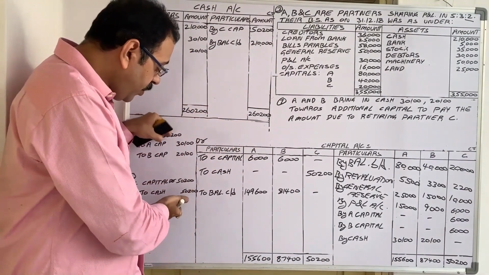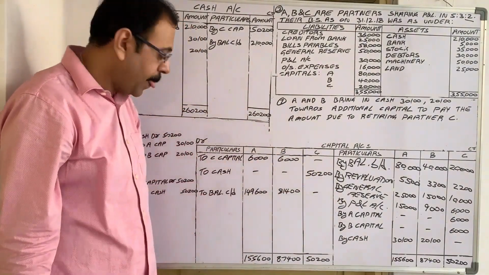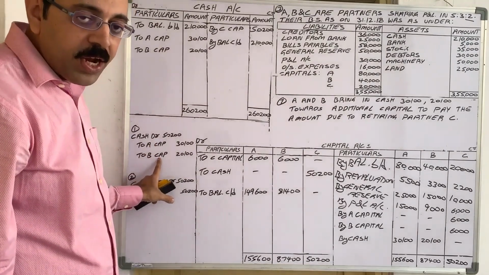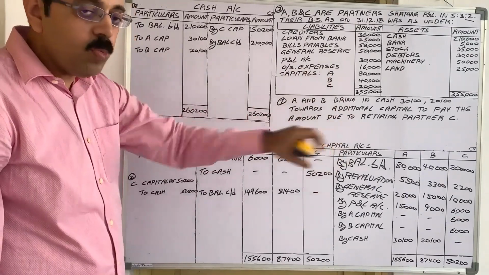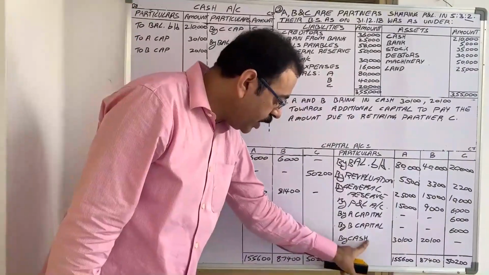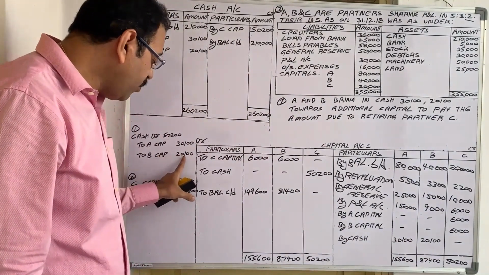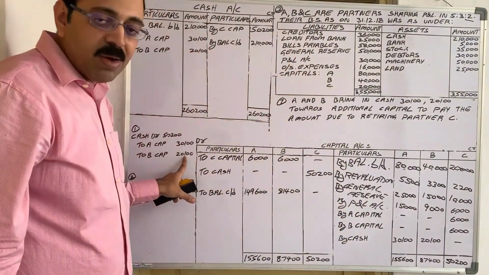Then the same entries, how they appear in the capital account, that point also we will see. See the first entry, A capital, B capital are credited now. Therefore in capital accounts, on the credit side we have to post. By cash in the A column 30,100 and in the B column 20,100. First entry posting is completed.